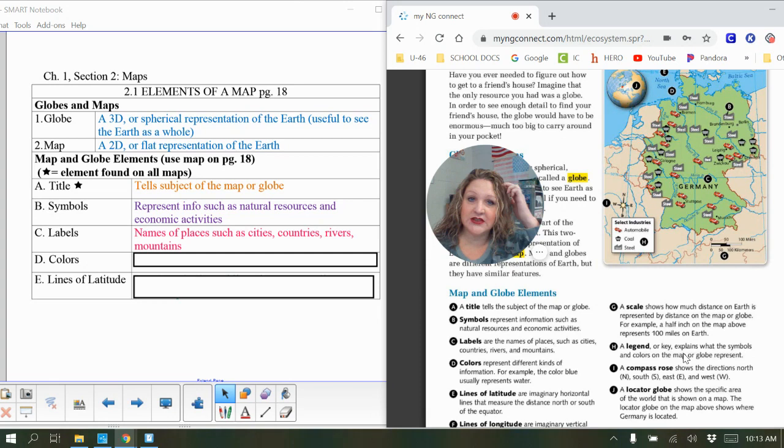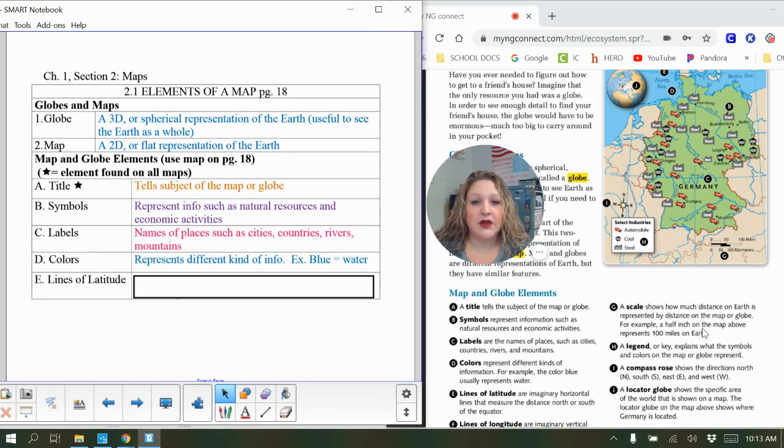Now, it doesn't have to label all of those things. And again, it depends on what kind of map we're looking at, on what labels you have on your map. Okay, letter D is colors. Colors represent different kinds of information. For example, the color blue usually represents water.